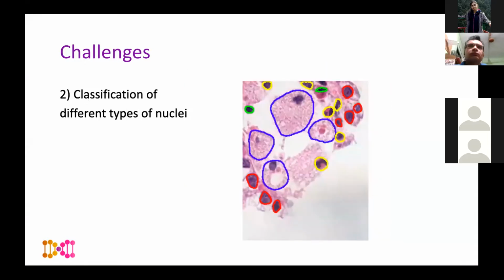Second of all, we didn't just need to segment the nuclei, but we had to make sure that we could differentiate between the different types. Here we can see all of the types present in the data set within this image, and we had to make sure that we could effectively differentiate between these different types.